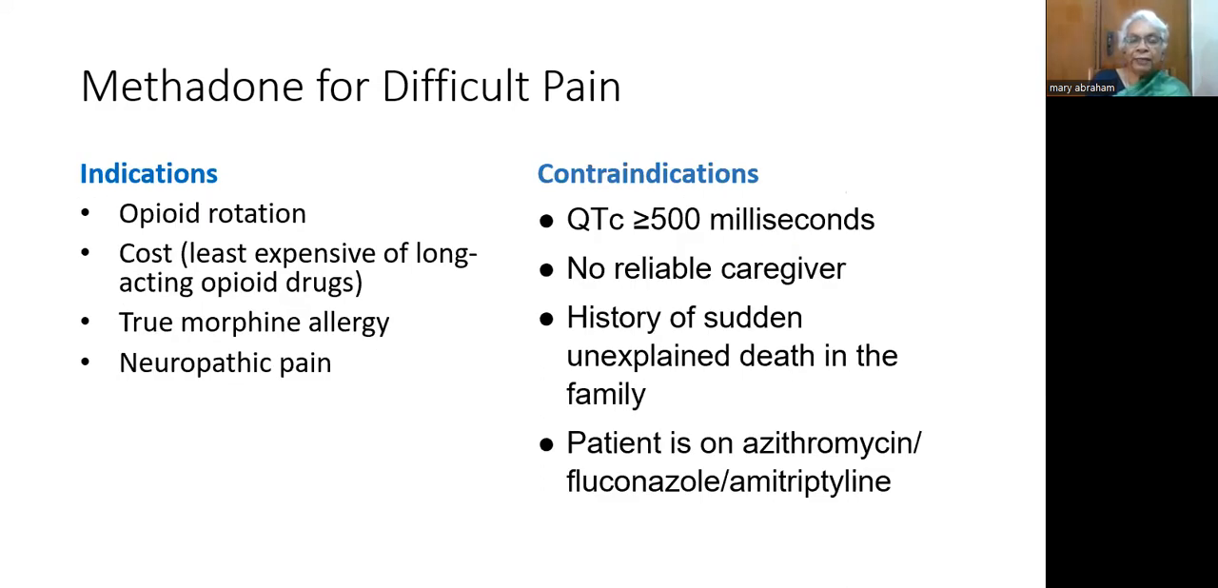So the indications for methadone in difficult pain are, first of all, as an opioid rotation, as an opioid switch, you can use methadone. It is very inexpensive. It can be given when there is true morphine allergy, when you can't give morphine, and in neuropathic pain. Remember, I told you that it is very effective in neuropathic pain. But the contraindications: if there's a QTc prolongation, when there's no reliable caregiver, when there's a history of sudden unexplained death in the family, and also when there's a drug interaction. So patients on azithromycin, amitriptyline, and fluconazole may not be given methadone. Next, please.